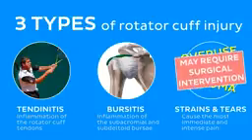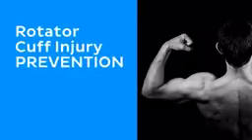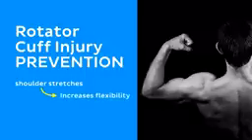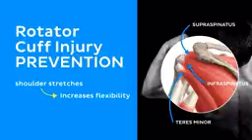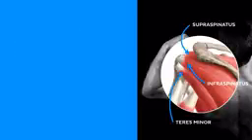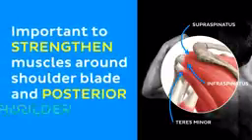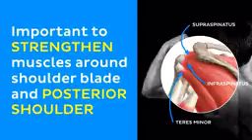There are some actions which we can take in order to prevent rotator cuff injuries, starting off with daily shoulder stretches to increase flexibility of the shoulder joint. Also, many people who work out tend to focus on the anteriorly positioned muscles of the chest, arm, and shoulders. However, if you remember from earlier, many of the rotator cuff muscles are located posterior to the shoulder joint. And this means it's important to strengthen the muscles around the shoulder blade and posterior shoulder specifically to optimize the muscle balance of the rotator cuff.